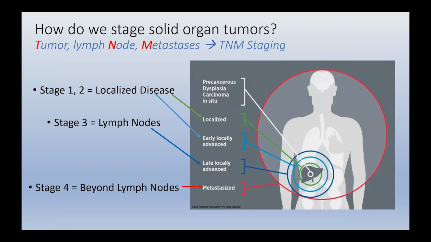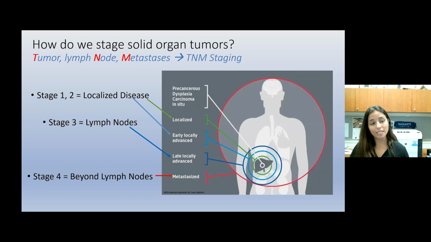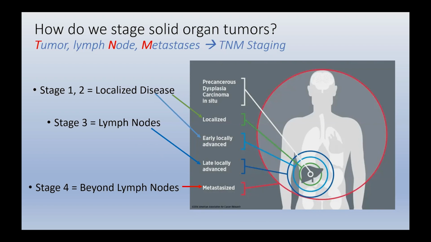To understand staging, we use the TNM staging method specifically for solid organ tumors. I wanted to pause and mention that the staging system for liquid tumors like leukemia, lymphoma, and myeloma is different and does not use the typical stage 1 to 4 like solid organ tumors do. But back to TNM. T stands for the tumor. So every single different type of cancer has slightly different ways of staging by the TNM, but tumor is based upon the size of the tumor typically. N stands for lymph nodes, so whether or not lymph nodes are involved, and M for metastases.